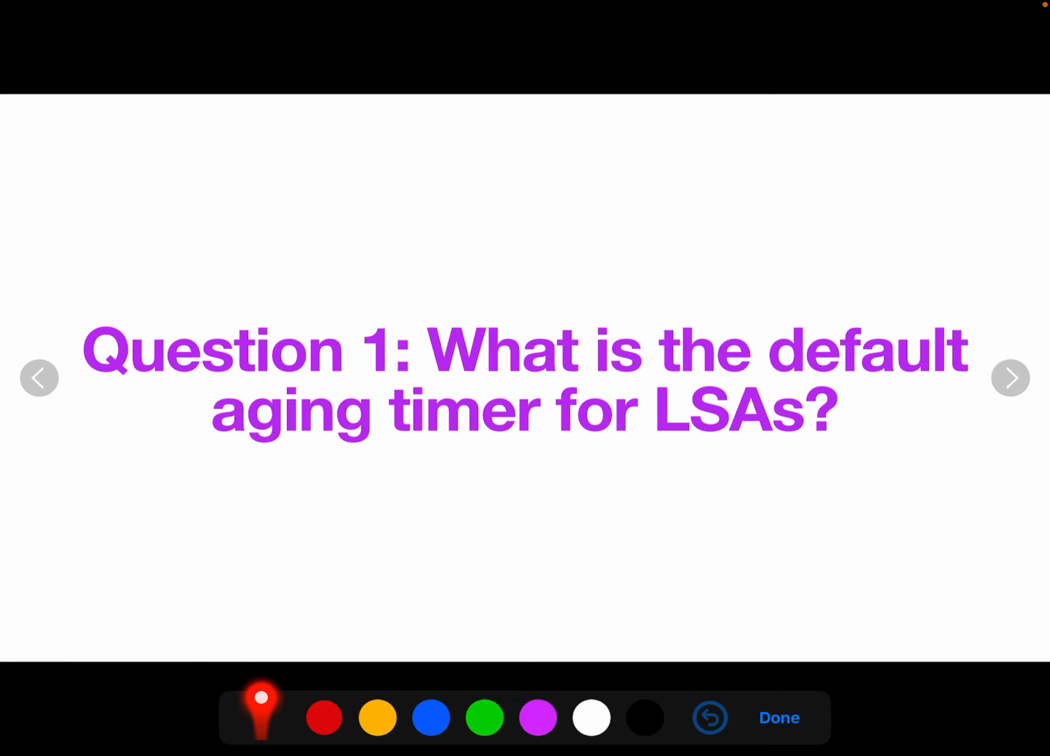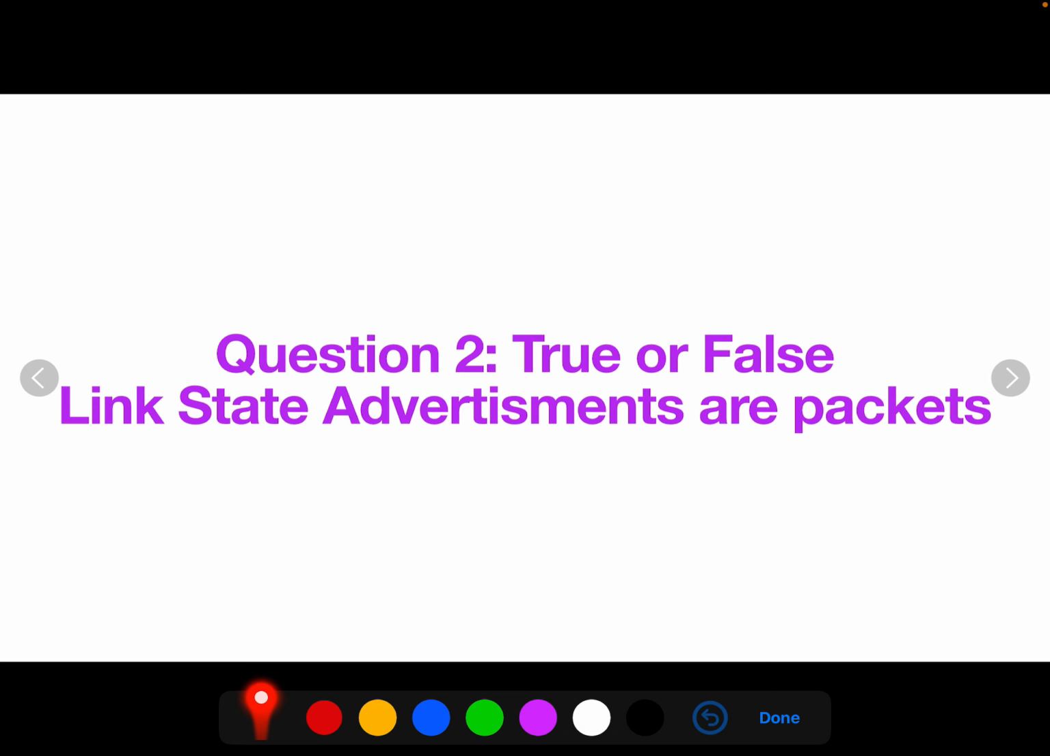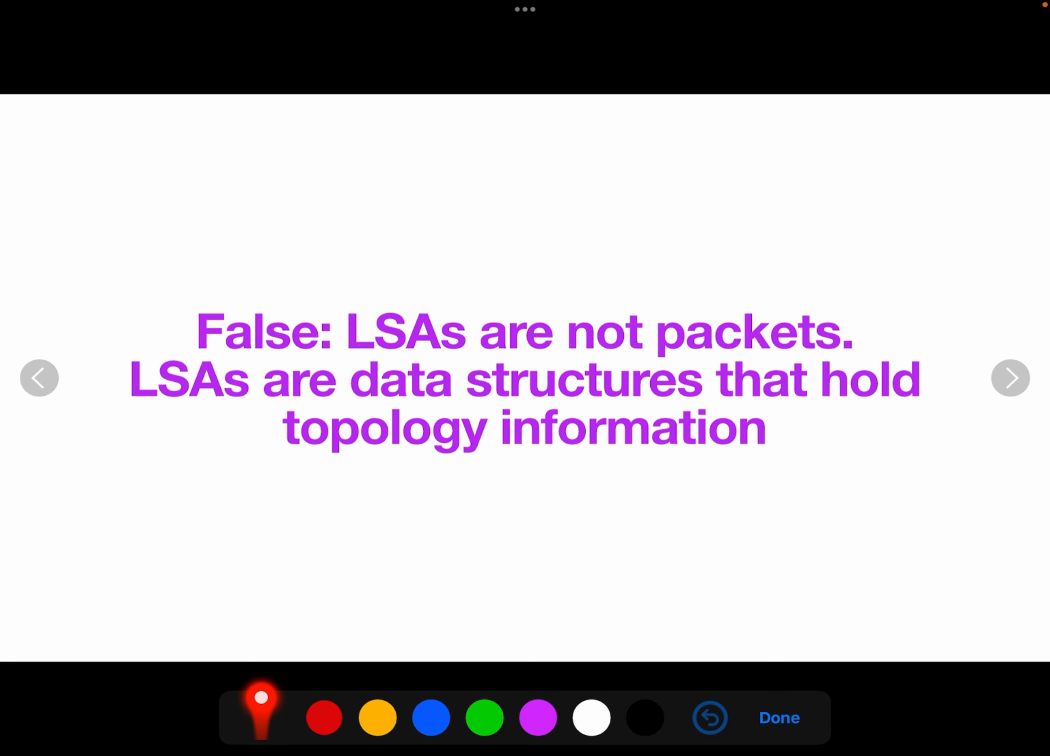Okay, so I hope you had a bit of time to think about this. The answer is 30 minutes. The 30 minutes default aging timer for refreshing LSAs. Now, next one. Link state advertisements are packets, true or false? Again, pause the video and please play when you're ready for the answer. Okay, the answer is false. Link state advertisements are not packets. They're data structures that hold topology information.